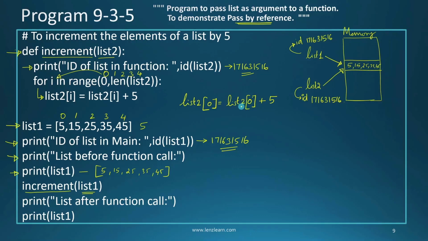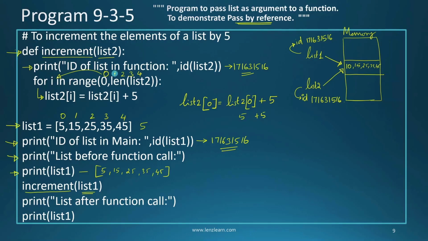So what is the value available at index 0? That's the first number, which is 5. It will add 5 plus 5, so 10 will be stored into list2 of 0. It will remove this 5 and write 10 over there. Now list 1 is also pointing to this, so this change will affect list 1 even though we are changing the value using list 2. That is the concept that you have to understand with this program.